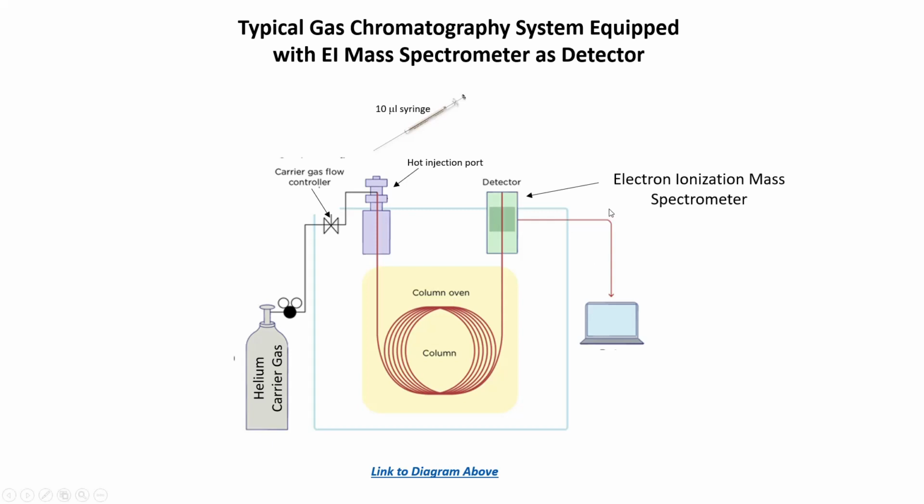So we've used the electron ionization mass spectrometer as our detector. All the information that is acquired by the detector is sent to a data processing unit, which is, in our case, the NIST mass spec software that's run on a Windows PC.